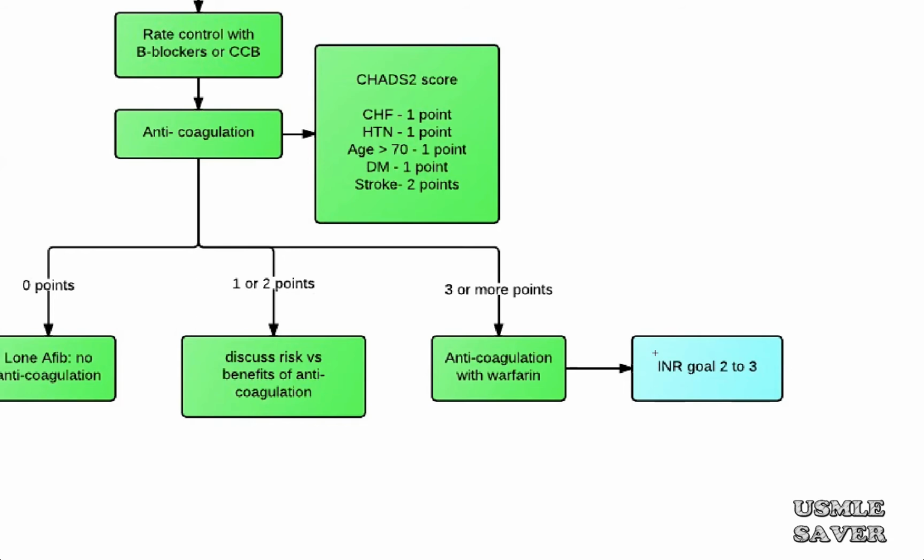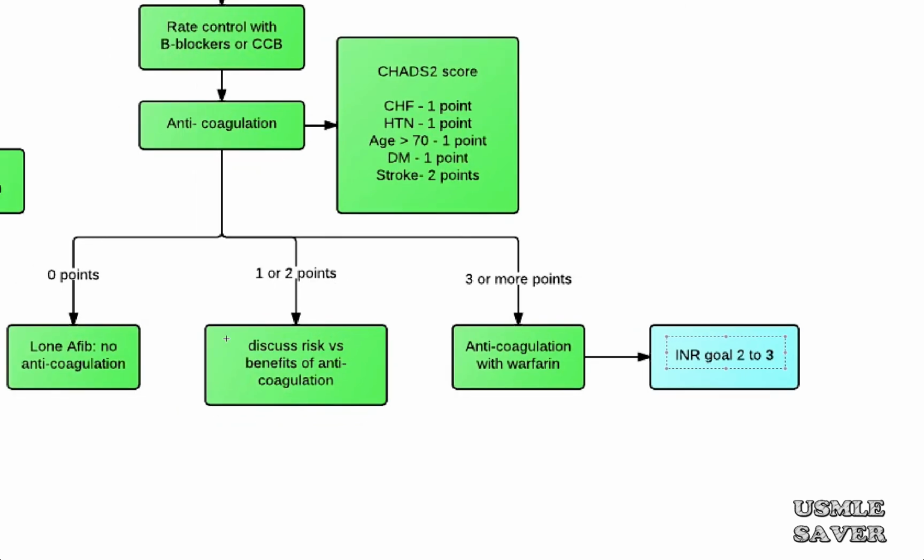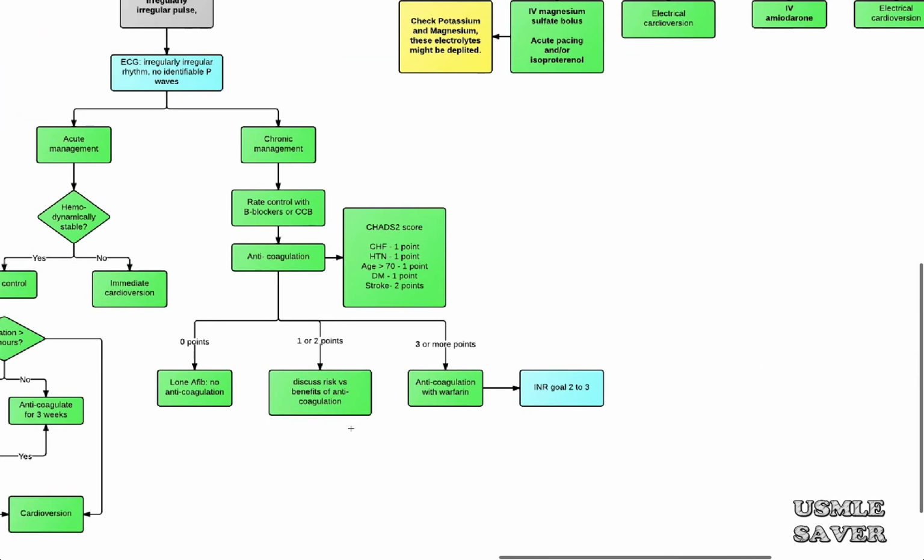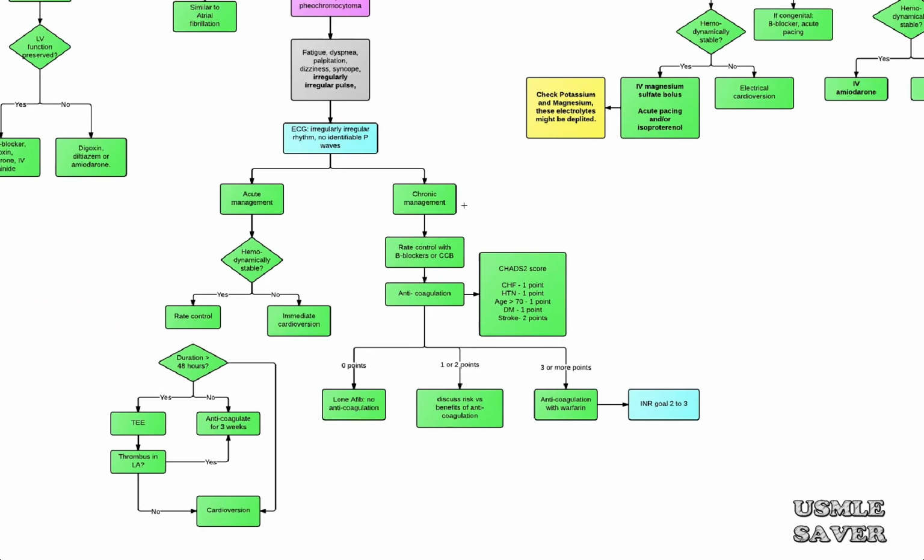When a patient is on warfarin, you want to control the patient's INR between 2 and 3, so management is clear if the patient has 0 points or 3 or more points. When the patient has 1 or 2 points, then you have to discuss the risk versus benefit of anticoagulation therapy with the patient and move on from there. So this is all you need to know for atrial fibrillation. This looks a little bit long, but just go over this 1 or 2 more times and you should be fine.